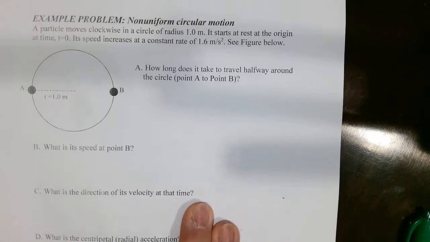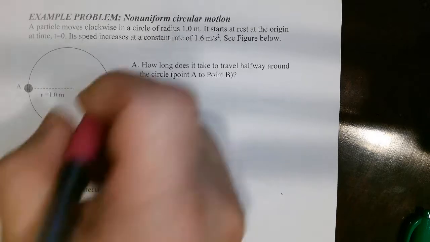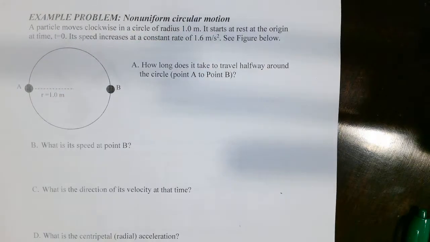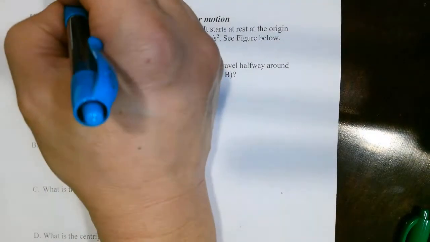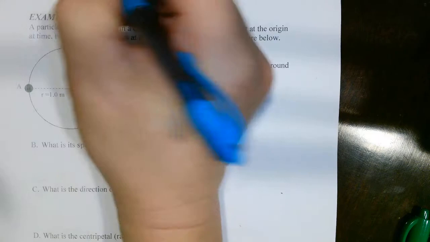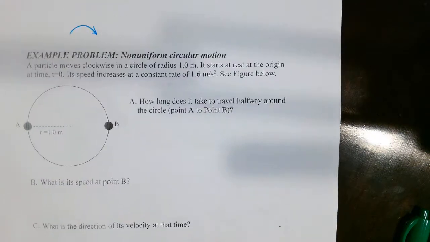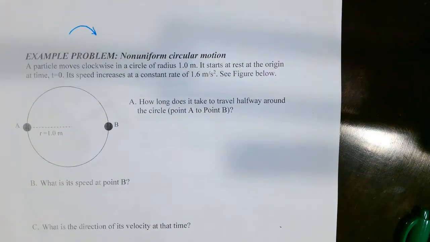Here, we have an example problem of non-uniform circular motion. A particle moves clockwise. So when it's moving clockwise, what does that mean? It means it's going this way. This is an analog clock, not a digital clock. That's what clockwise is. Counterclockwise is the opposite direction.